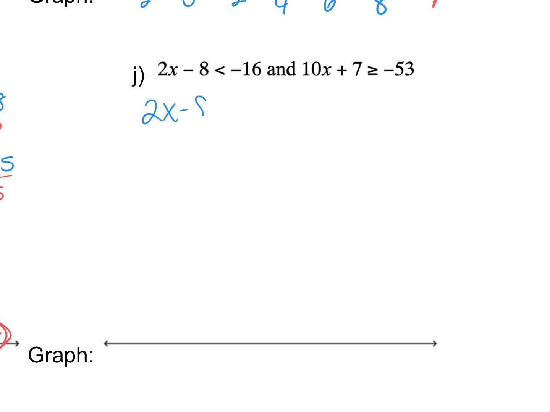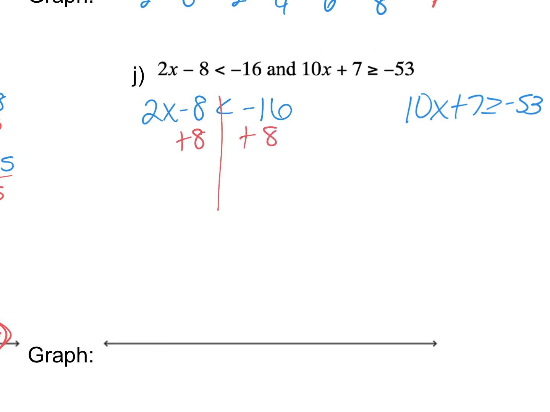All right, got 2x minus 8 is less than -16, and 10x plus 7 is greater than or equal to -53. So let's go ahead and add 8 on both sides to the left one. So 2x is less than, that would be +8, or no, sorry, excuse me, -8. Divide by 2, divide by 2. x is less than -4.